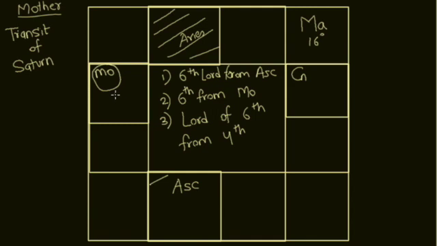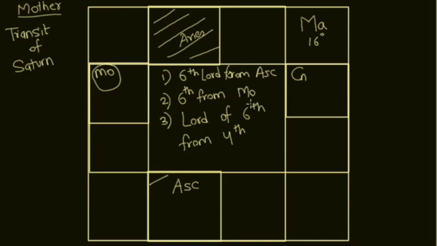Why? Because the fourth house stands for the Matru Sukha, the comfort or happiness from mother. And the sixth lord from that house is going to give trouble to the fourth house, and that is exactly the ninth house. So Saturn's transit over that point is going to give problem.